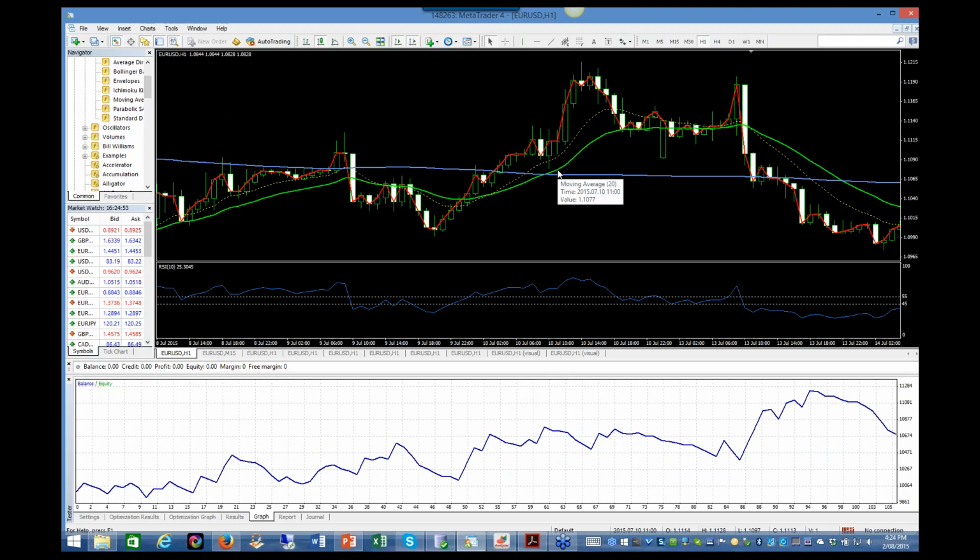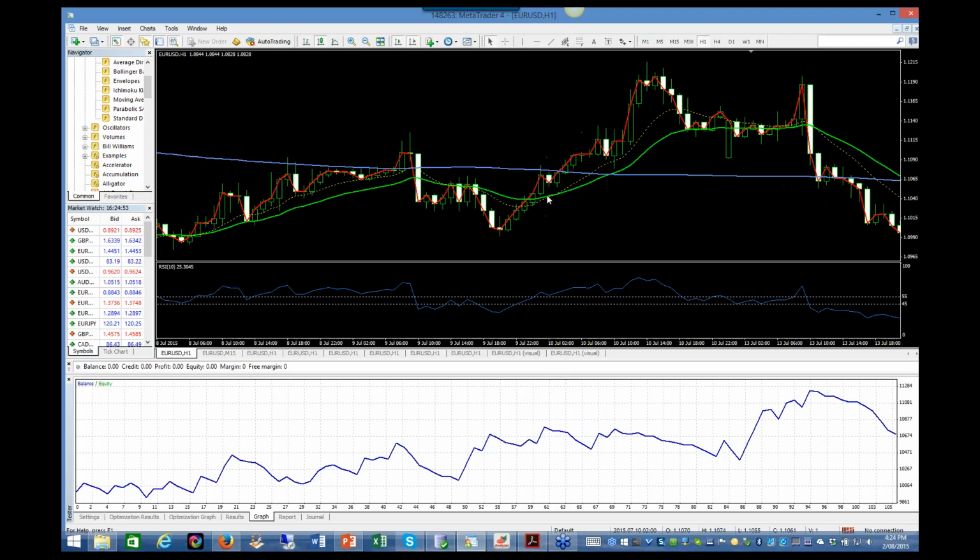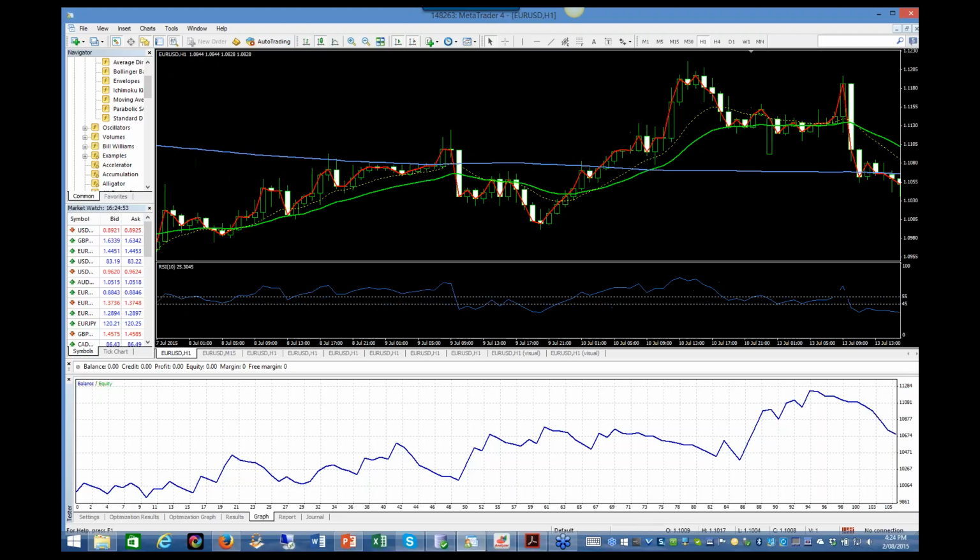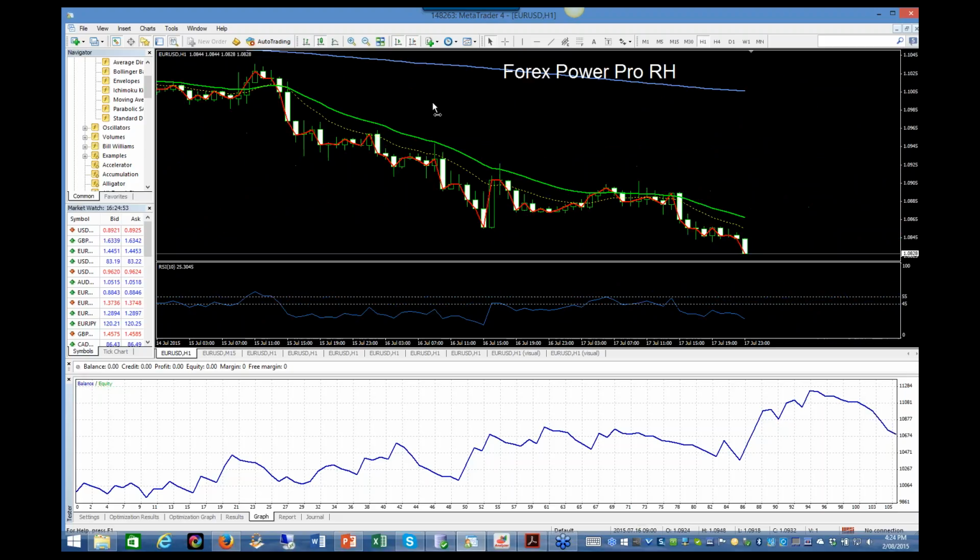Price is above here, but also we would not have taken this trade. We would have had to wait until price was above the moving average, so we would have got in about here. In any case, let's have a look at the results.